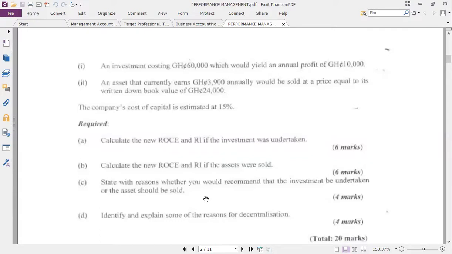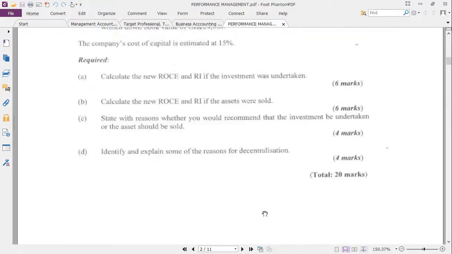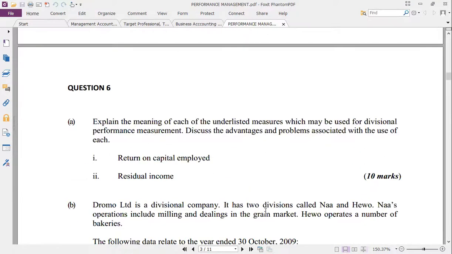Identify and explain some reasons for decentralization. We did that, right? Identify and explain some of the reasons for decentralization. Because normally divisions cause for decentralization. So take note of that and read wide about decentralization. Good. Read wide. Expand the knowledge there. Good. So that's your question.